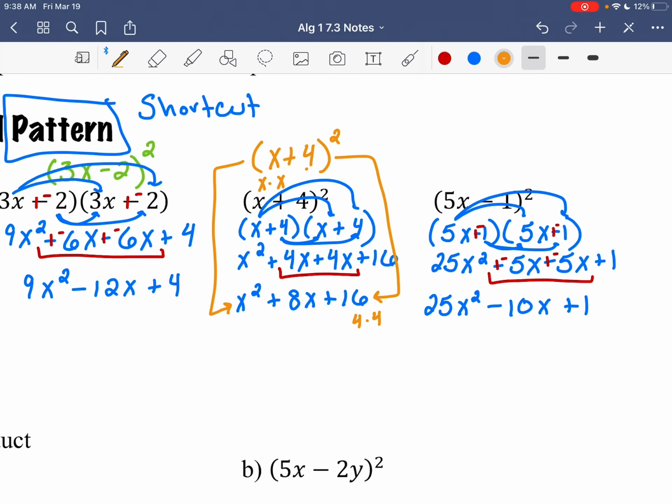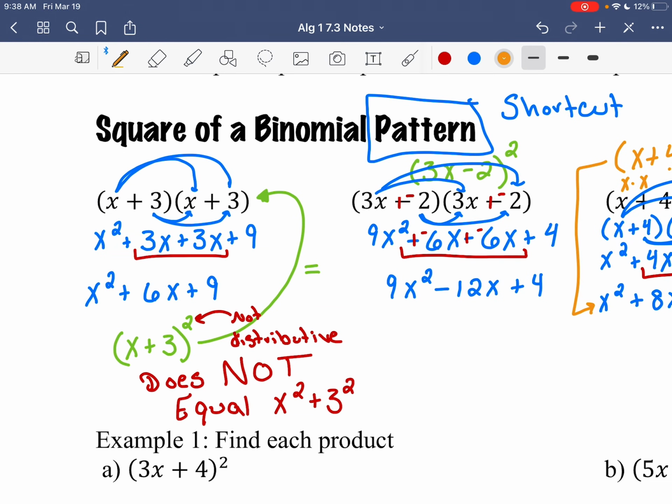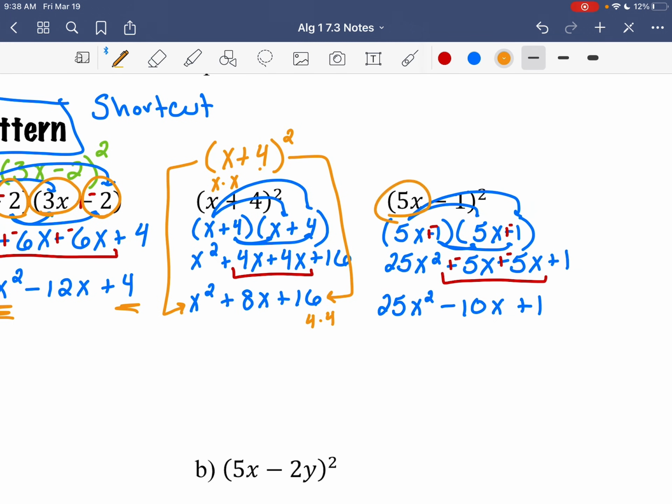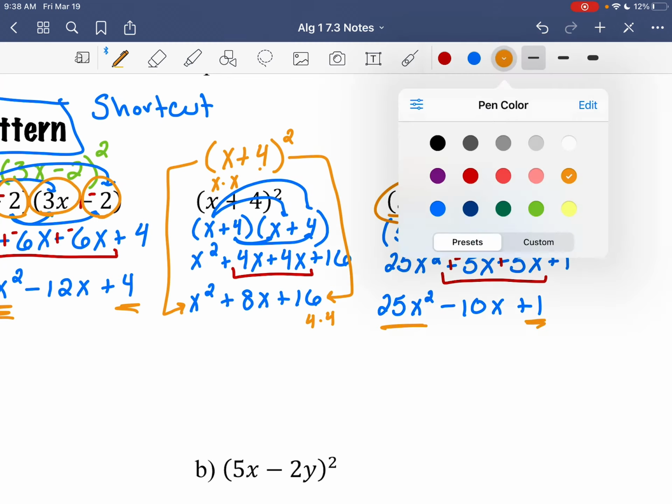Does that work for all of them? Here I'm multiplying x times x. Well, that gives me this first term, x squared. And then the 3 times the 3 gives me the 9. Yep, that worked. 3x times 3x is 9x squared. Negative 2 times negative 2, positive 4. Okay, that one worked. So that looks like a pretty consistent pattern. 5x, 5x, negative 1, positive 1. Okay, so far so good.